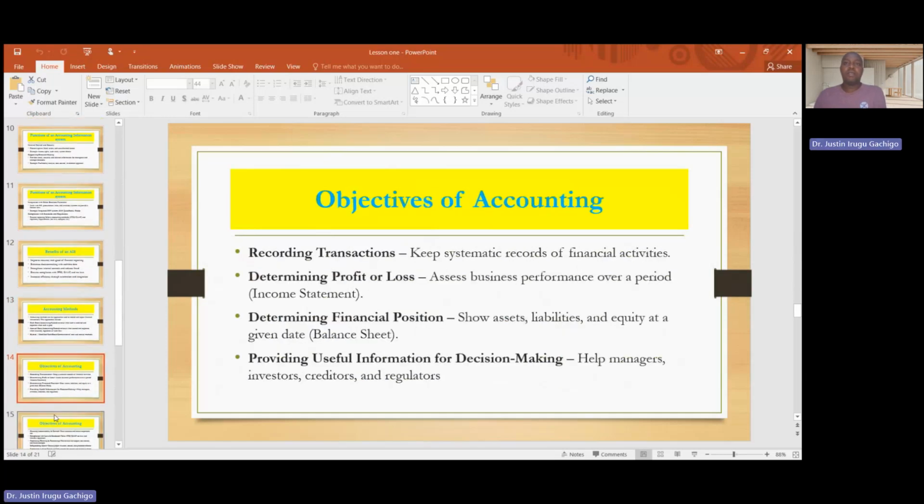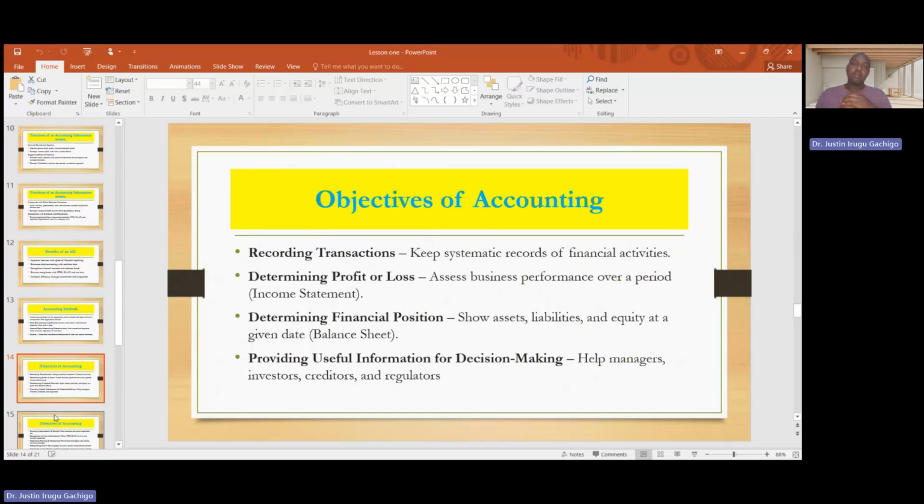So let us look at the objectives of accounting. One of the objectives of accounting is recording of transactions, that is, keeping a systematic record of financial activity. That is the major purpose of accounting actually, to record information. You need to record sales, you need to record procurement, you need to record stock levels, you need to record payroll, everything you need to record as far as accounting is concerned.